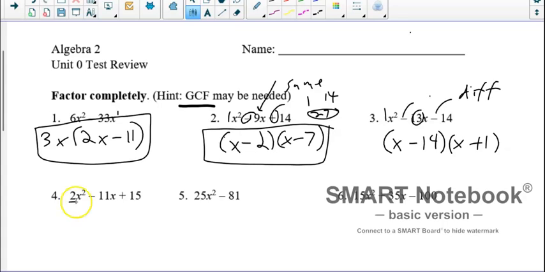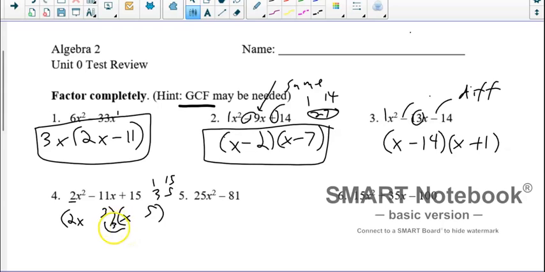Now notice here we have a coefficient bigger than 1. So we're going to have more choices. But the nice thing is it's just 2. So we're just going to have 2x times x. It's the only way to get it. And then 15 is 1 and 15, 3 and 5. Not a lot of choices. Okay. And so I'm going to put the 3 here and the 5 here. And the smiley faces are really important here.